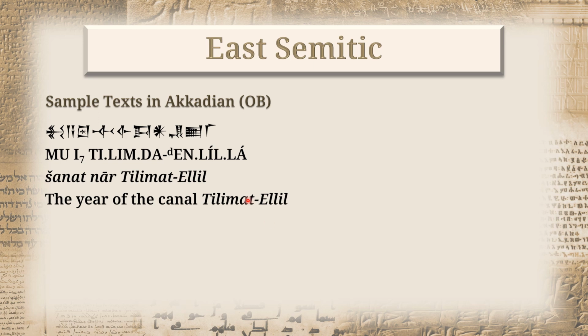That's why here a lot of Sumerian signs: Mu, E number 7, T, Lim, Da, God, N, Lil number 2, La number 2. So who knows what a Sumerian would have read this? Mu, E, Tilim, Da, En, Lilla, maybe like that. But in Akkadian it's Shanat Nar Tilimat Ellil. So the year of the canal Tilimat Ellil. Tilimat Ellil apparently is the name of a canal that I guess was built or initiated in that year. And that's a full Old Babylonian legal text.